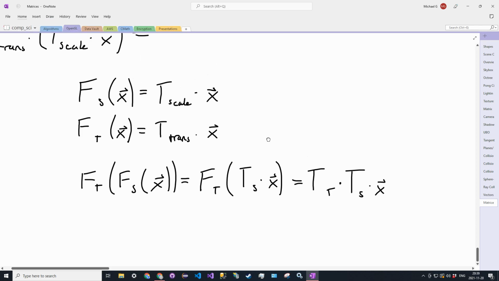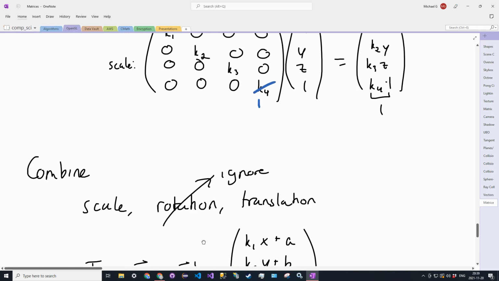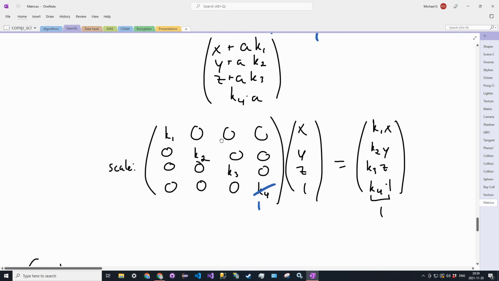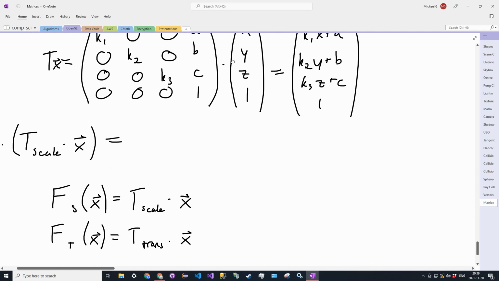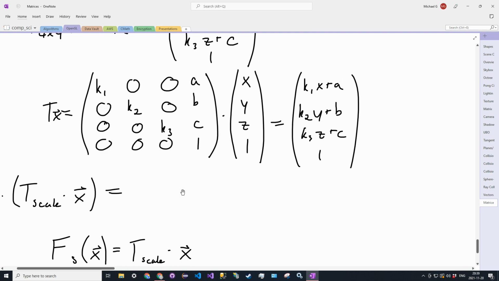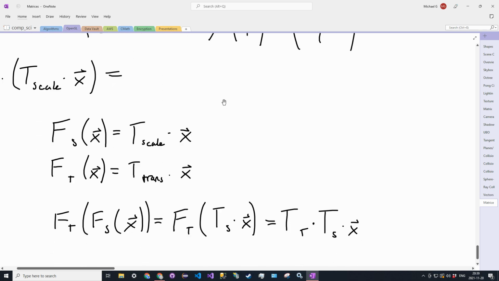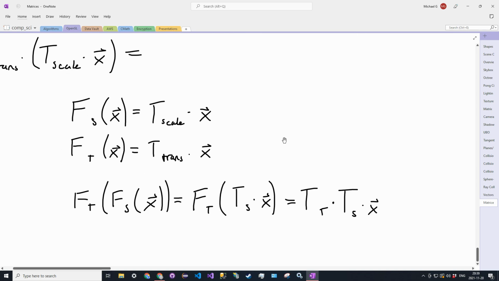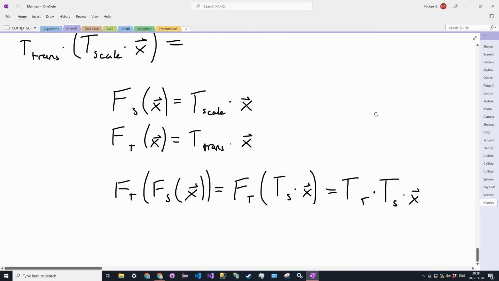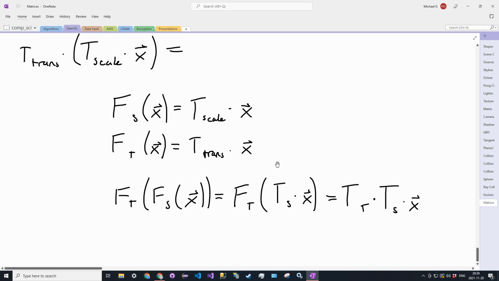If you take this scaling matrix here and multiply it by this translation matrix, you will find that it works out to this result here. So that's the heart of combining transformations: matrix multiplication. And that's going to be super important when we start doing this in the actual code. That's the basis of that. And once again, the order does matter. You have to do the scaling first, then rotation, then translation.